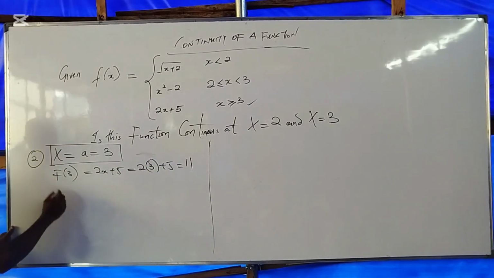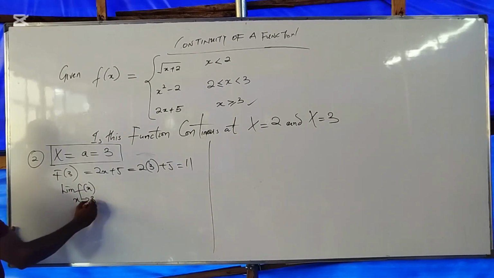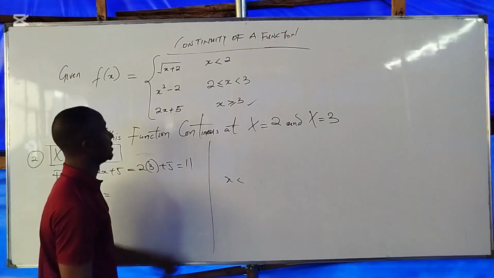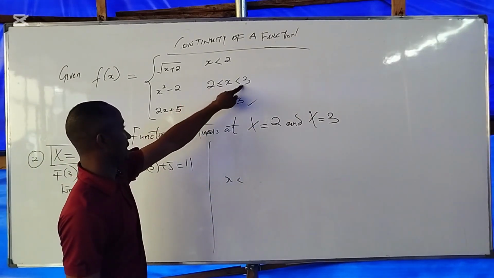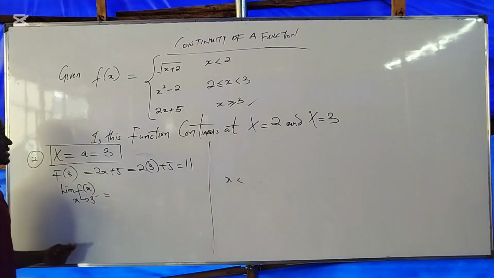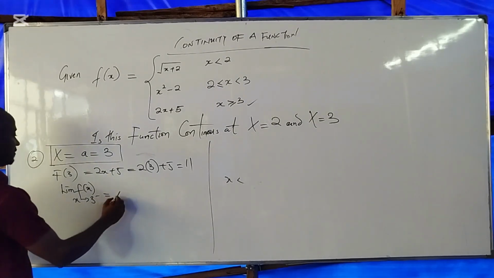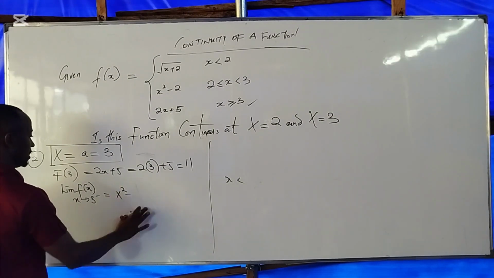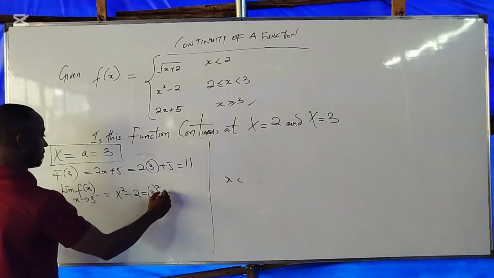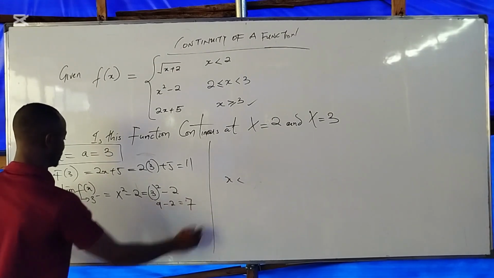Okay. So let's find the limit of f of x as x approaches 3 on the left hand side. On the left hand side simply means when x is less than 3. So this function will be used for the limit of f of x on the left hand side when x approaches 3, right? Okay, so let's look at it. We have x squared minus 2. That will give us 3 squared minus 2. Here we have 9 minus 2. The answer here is 7.